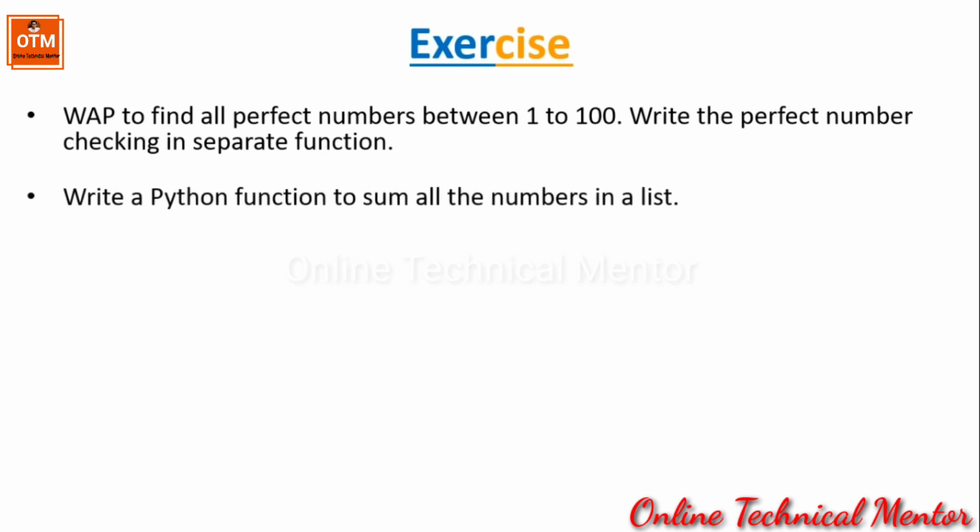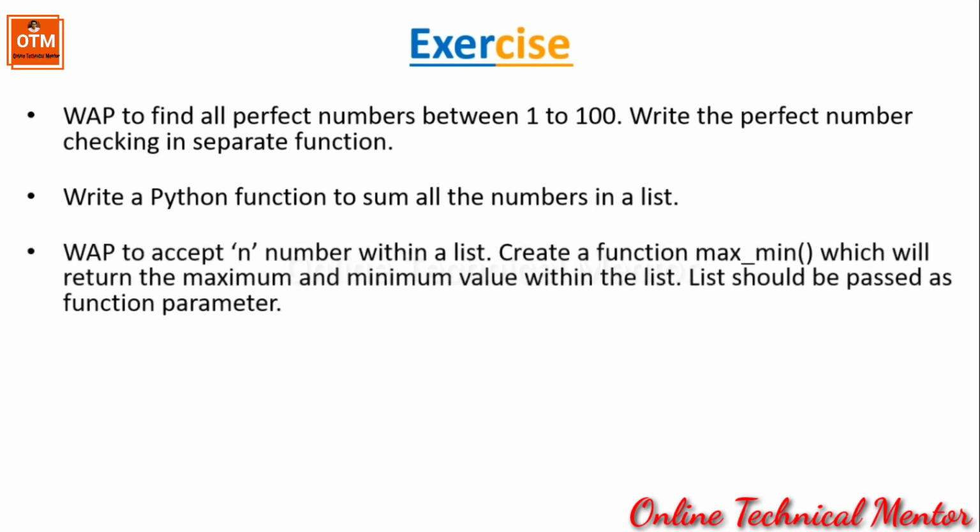Next, write a Python function to sum all the numbers in a list. That means you have to take a list from user input which contains n number of elements, and those elements will be integers. You have to find the sum of all those numbers within that list. Next, write a program to accept n numbers within a list, and you have to create a single function maxmin which will return the maximum and minimum value within the list. The list should be passed as a function parameter.